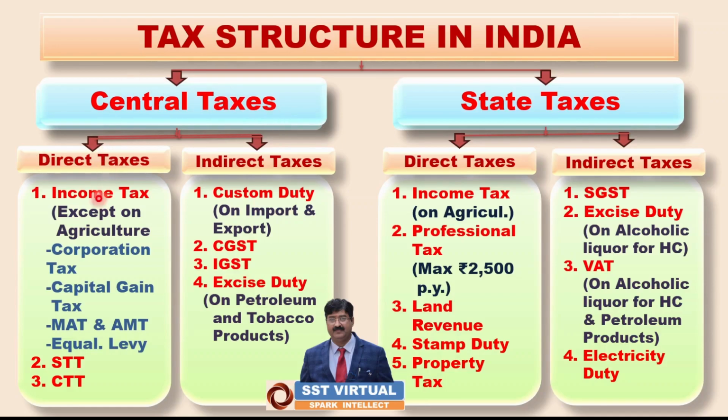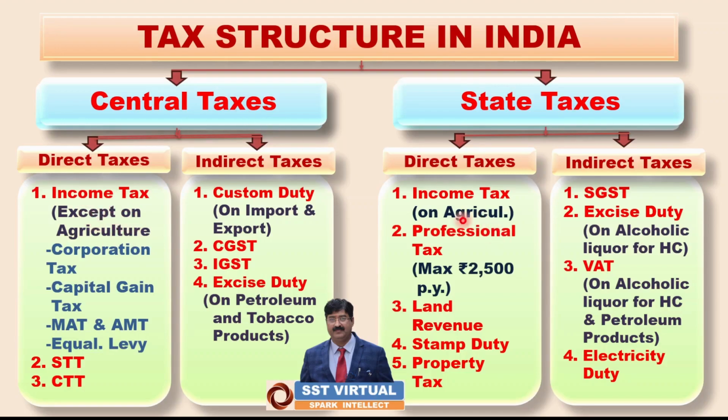First is direct tax. Income tax is the first direct tax which is levied by central government. It is levied on all types of incomes except on agriculture income. On agriculture income, central government is not empowered to levy tax.